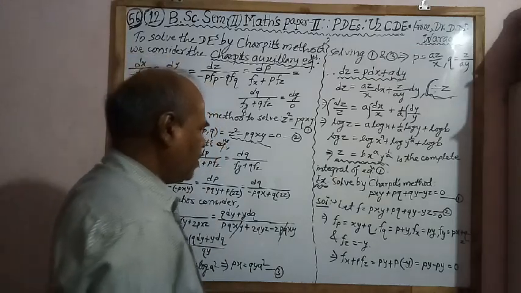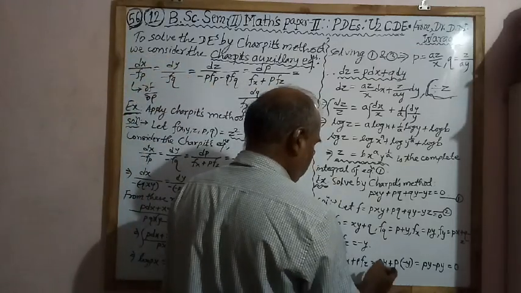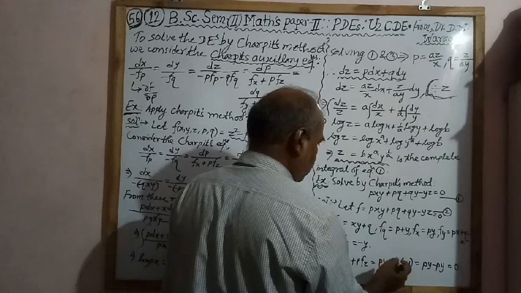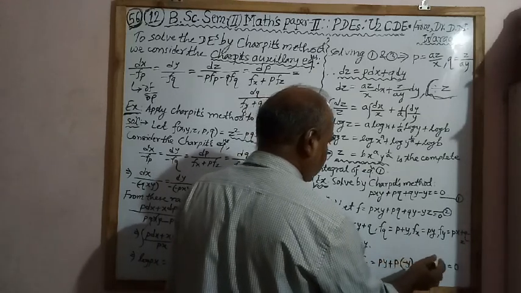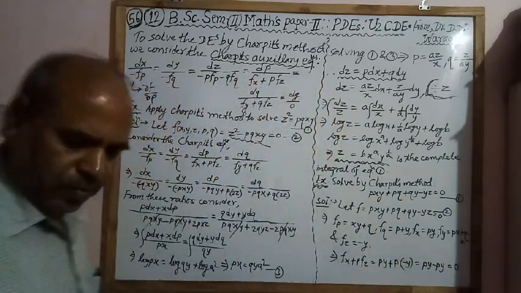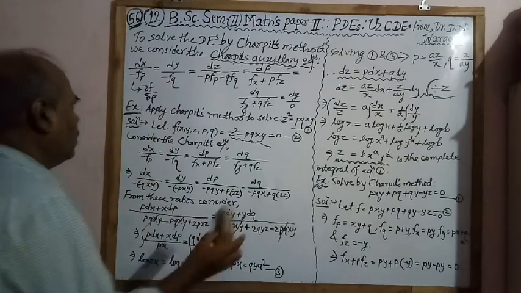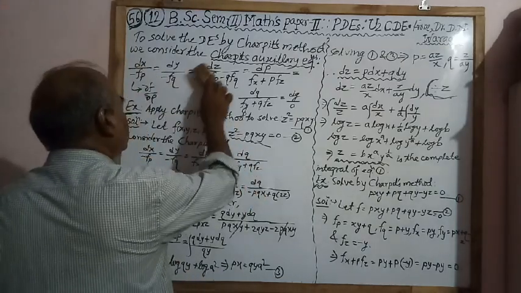Therefore fx plus pfz, that is we have py plus p into minus y, py minus py equal to 0. Then we consider the characteristic equations.